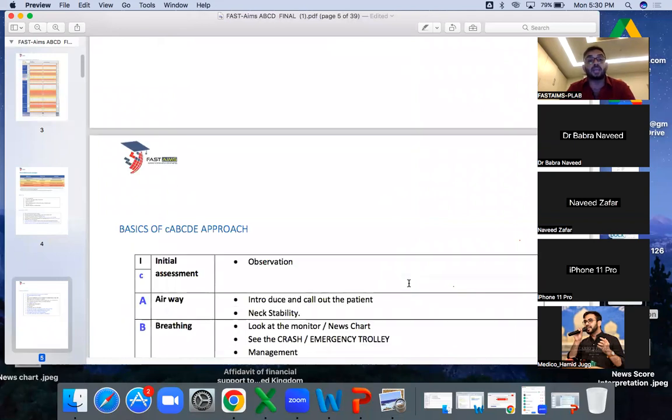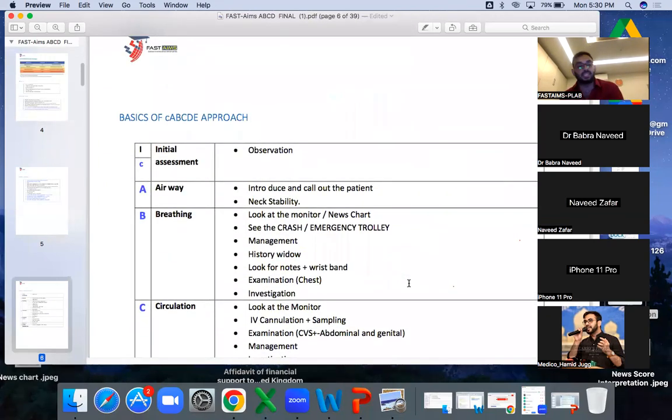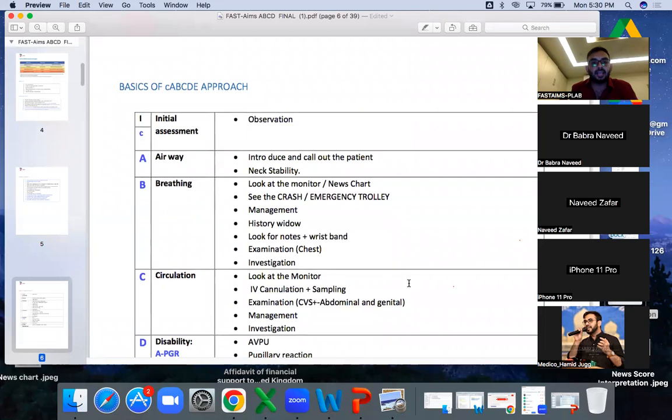Okay, now we are coming directly to the ABCD approach. Okay, regarding the ABCD approach, let me tell you that for me, it is actually, I have not looked at the eye. I have put that, but it is not blue.